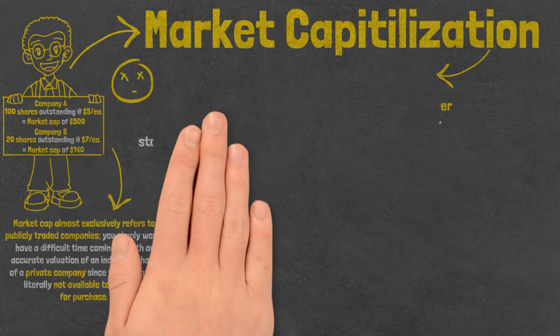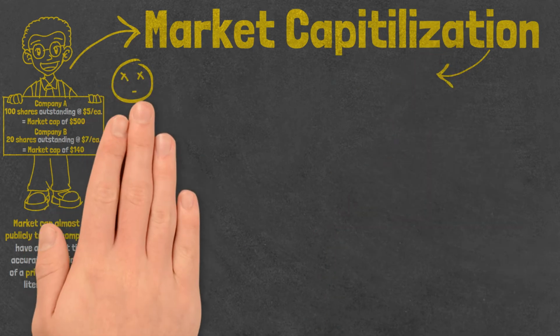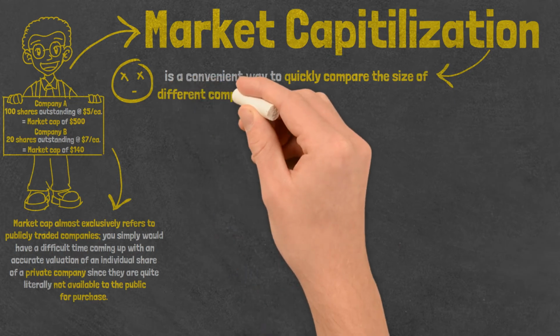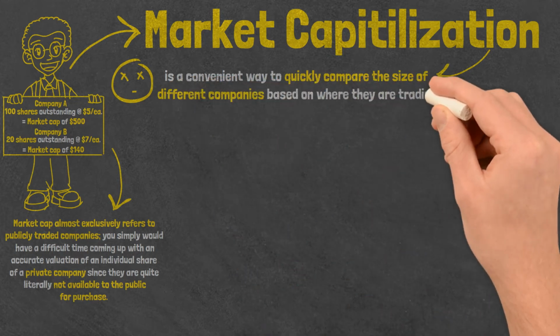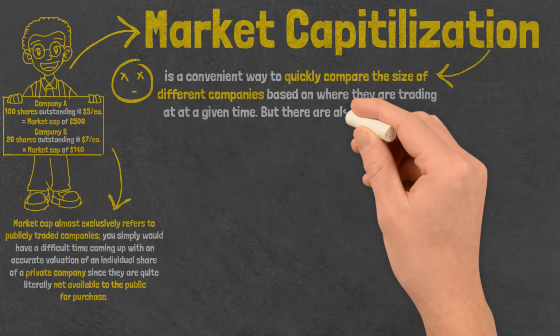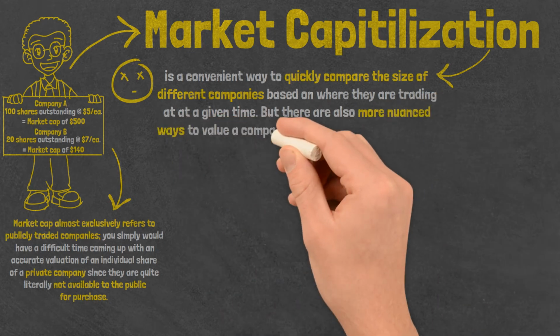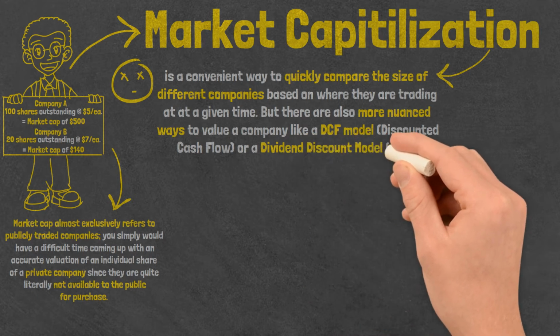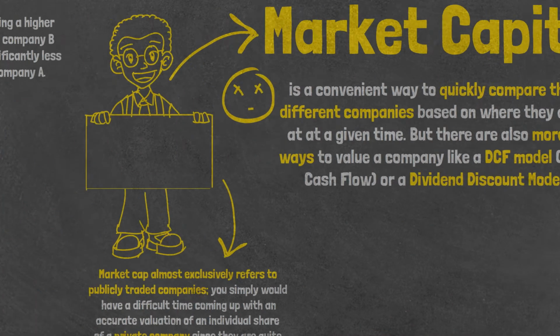The simplicity of the market cap formula makes it a convenient way to quickly compare the size of different companies based on where they are trading at a given time. But also keep in mind that there are more nuanced ways to value a company, like a discounted cash flow model or even a dividend discount model.